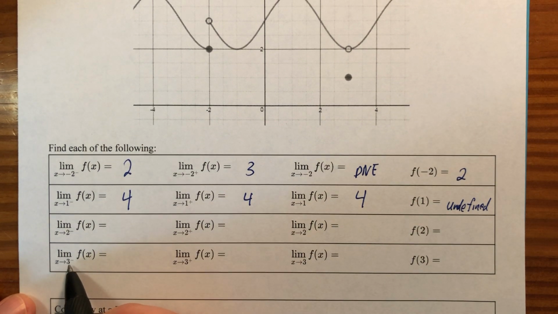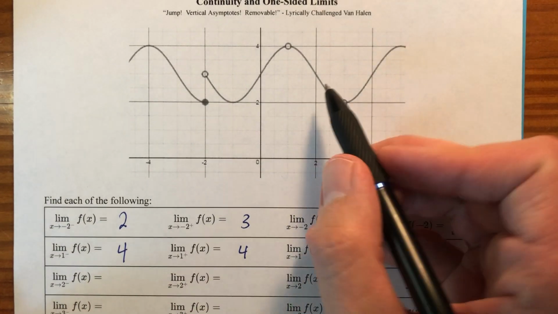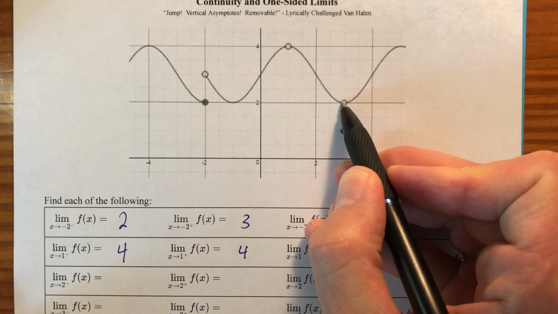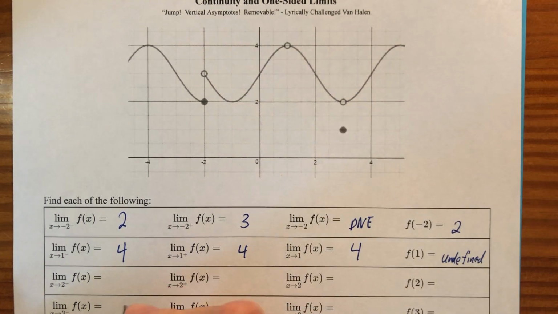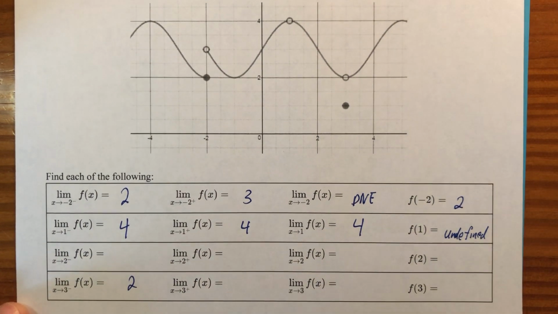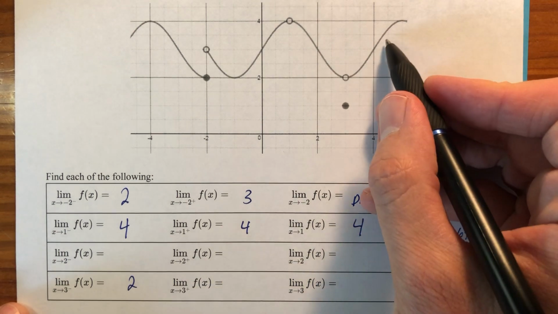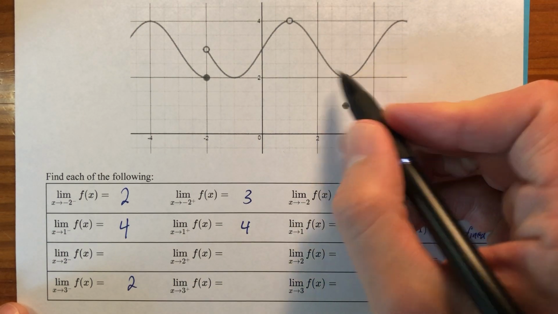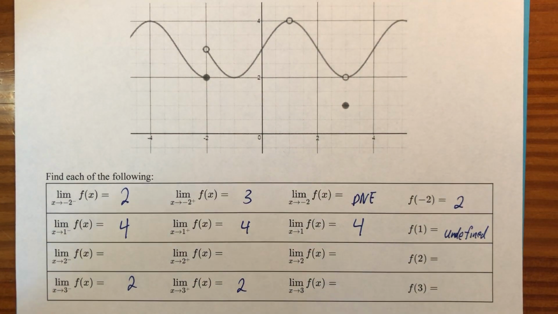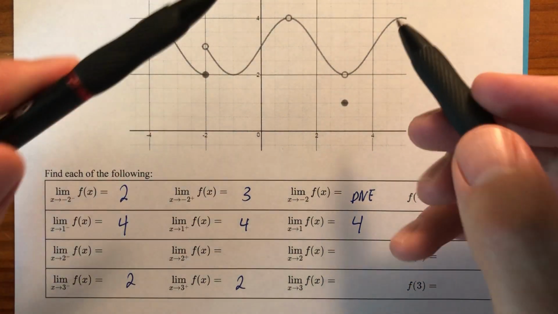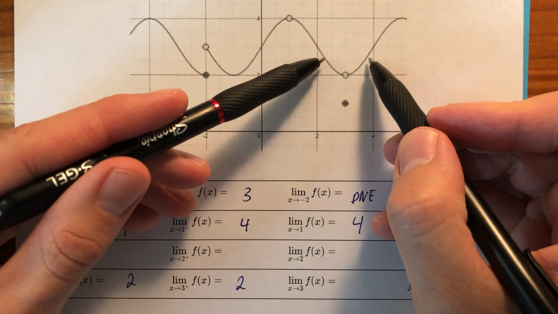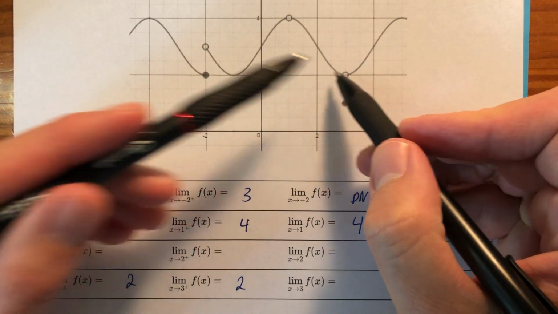So the limit as x approaches 3 from the left. We're going to approach 3 from the left. The y value is 2. Done. All right, let's approach 3 from the right. The y value is 2. Done. Let's just approach 3. Not left, not right, both. Not just assuming it's one or the other, it's both. And the value is 2.